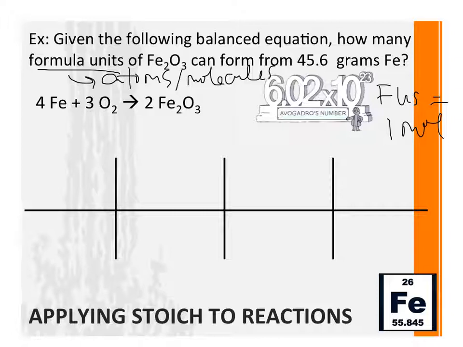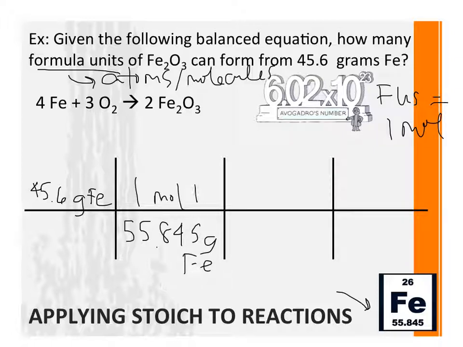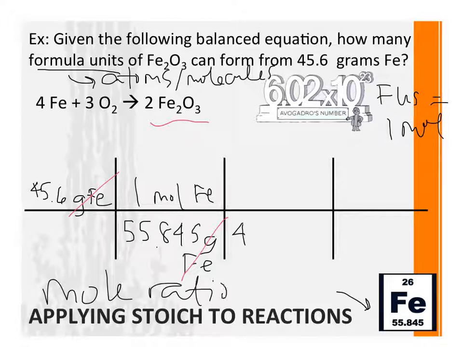So let's start with what we're given, 45.6 grams of iron. Now we're going to use the molar mass as a conversion factor, and I'm going to select my denominators being the grams so they cancel. That's the number of grams in 1 mole of iron. Now we're in moles of iron right now. Well, we're trying to get to formula units of this bad boy, so we now need to convert to moles of iron(III) oxide. So again, we're going to use the mole ratio. For every 4 moles of iron, we'll have 2 moles of iron(III) oxide.